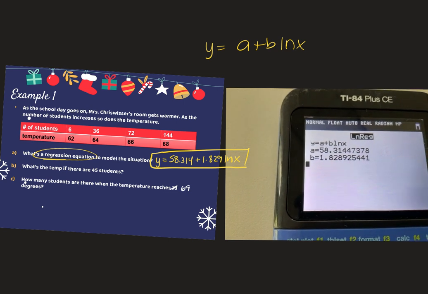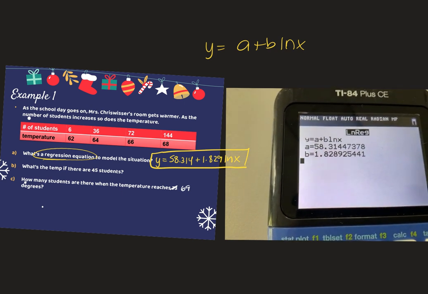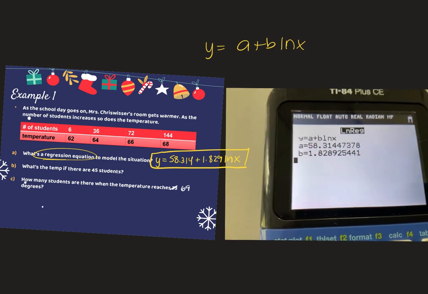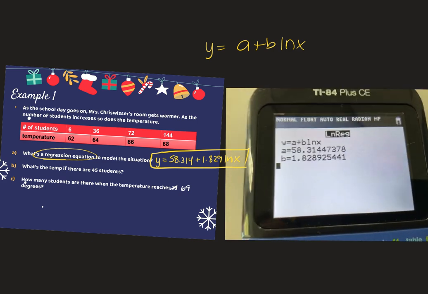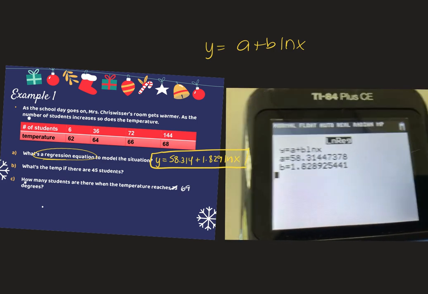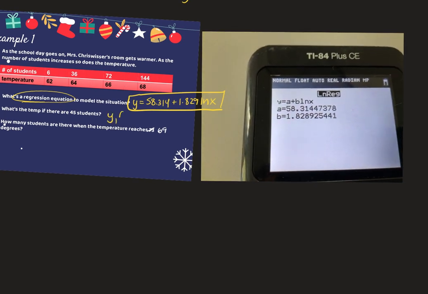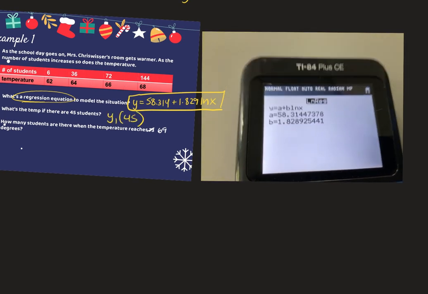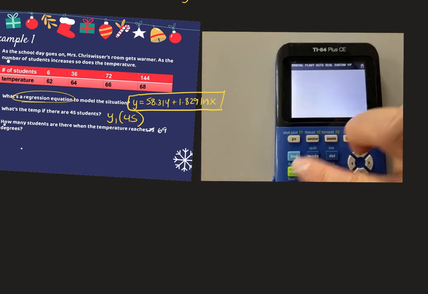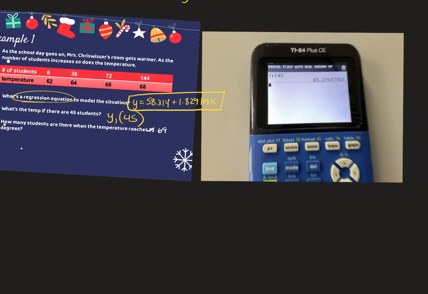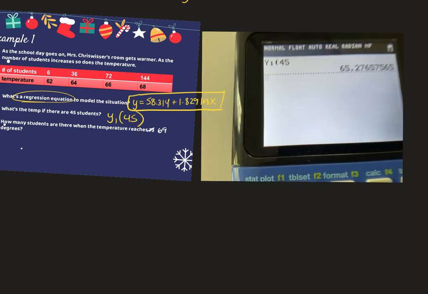Everybody's with me here? All right, so then B says, what's the temperature if there are 45 students? So is the students the input or the output? The students are the input, right? So I'm going to go Y1 of 45, or take that 45 and plug it in. So get out of here, alpha trace, Y1, 45. Or you could have gone to your graph if it was in view and done value.